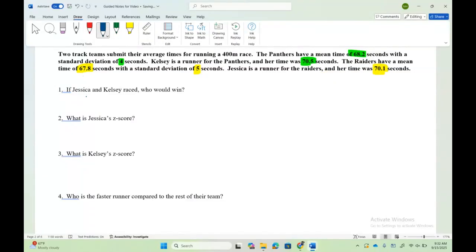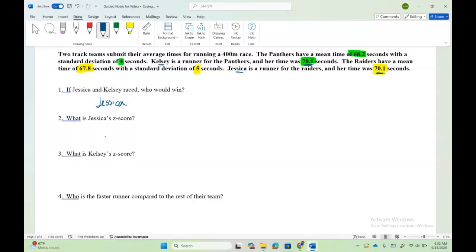Okay. So here's our question. If Jessica and Kelsey raced, who would win? All right, so Kelsey had a time of 70.5 seconds. Jessica had a time of 70.1 seconds. So Jessica would win the race.